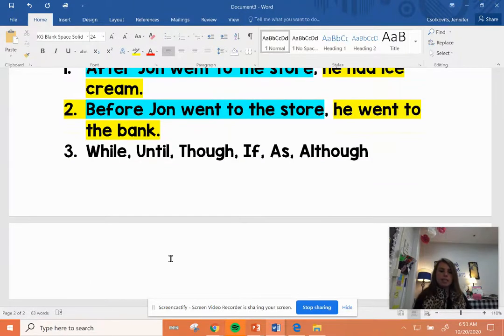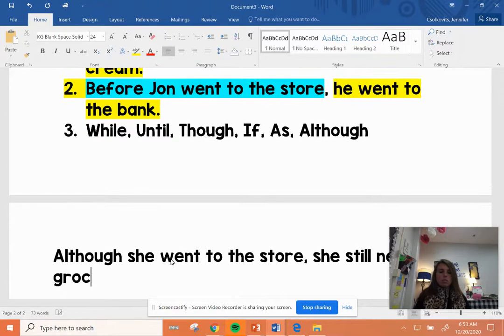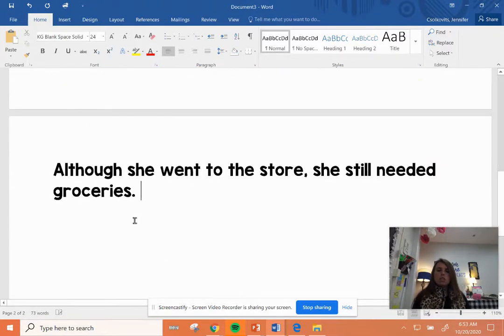So like in this, although she went to the store, she still needed groceries. I can see automatically there is a subordinating conjunction.